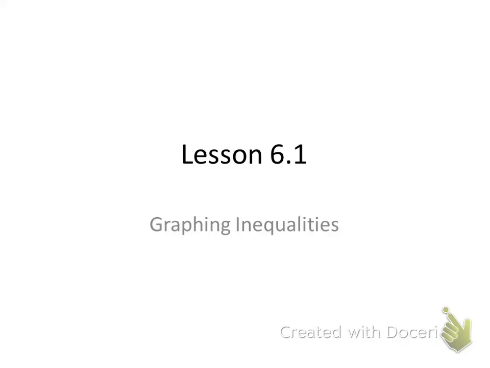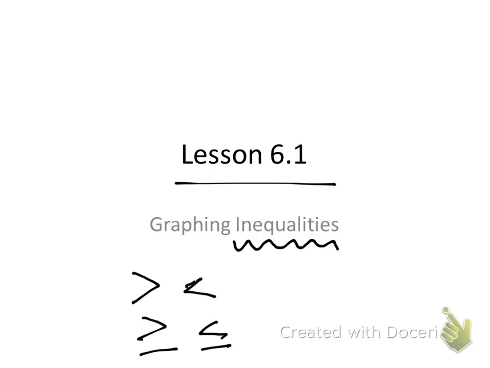All right, in chapter 6 that we're going to start today is lesson 6.1, which is graphing inequalities. And we're talking about a different type of graph than we've been doing. We've been doing slope-intercept form, standard form, point-slope form, and we've been graphing lines. But what we're going to be doing in chapter 6 is graphing inequalities. Now, if you remember, the word inequalities means the greater than sign, the less than sign, greater than or equal to, less than or equal to.